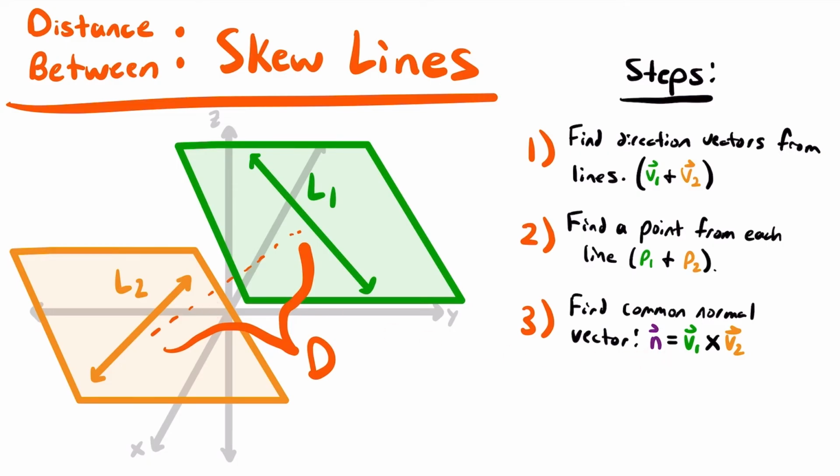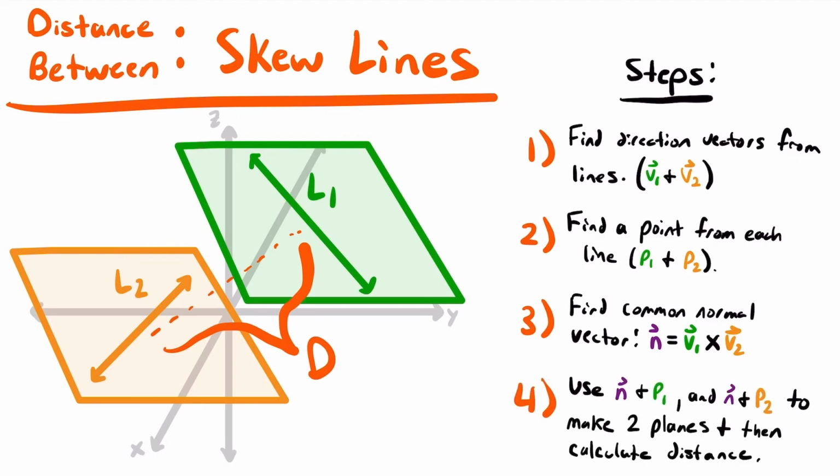Okay, and so then once we have that common normal vector, we can use that normal vector along with a point from each line that would be in each plane to create the equation of each of those parallel planes, which is step 4. We want to use the normal vector and point P1 and then the normal vector and point P2 to make two plane equations and then calculate the distance between those two planes. Okay, so using the normal vector and point P1, we can create the equation of the plane containing line L1, and then using the normal vector and point P2, we can create the equation of the plane containing line 2.